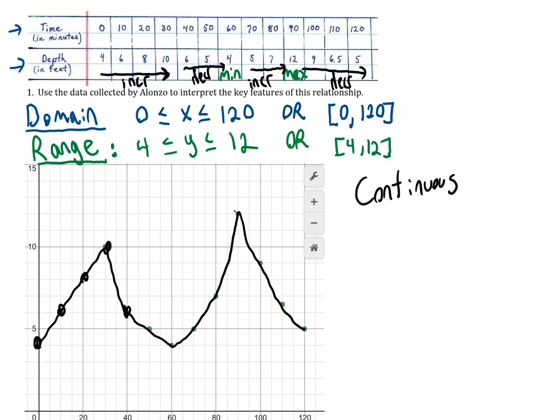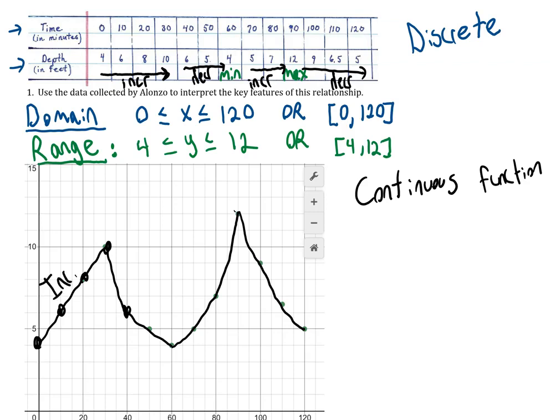And when I say continuous here, I'm specifically referring to the function that would represent this scenario for all the times and all the depths. The data table that we're given is a discrete data table because it only provides us snapshots every 10 minutes. So I just want to clarify that. It's a discrete data table, but it's a continuous function that we're considering when we look at the graph. So let's talk about increasing and decreasing now.